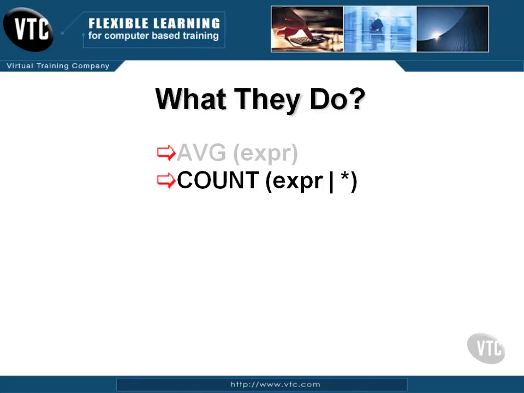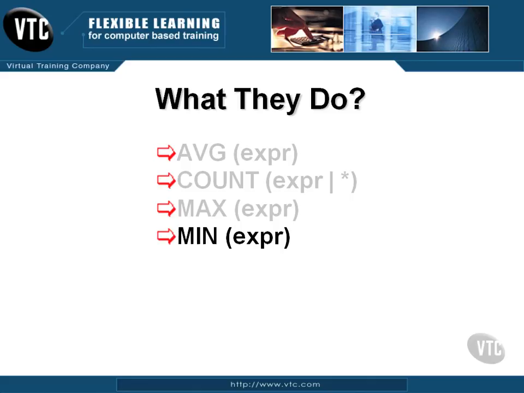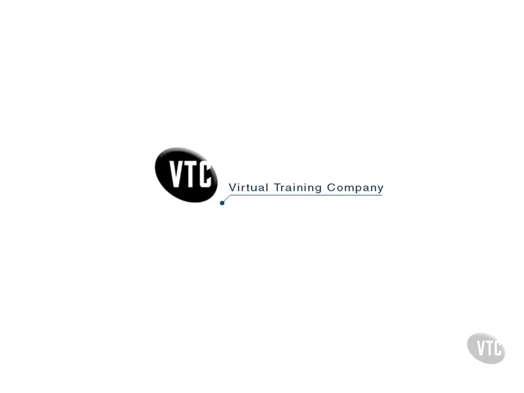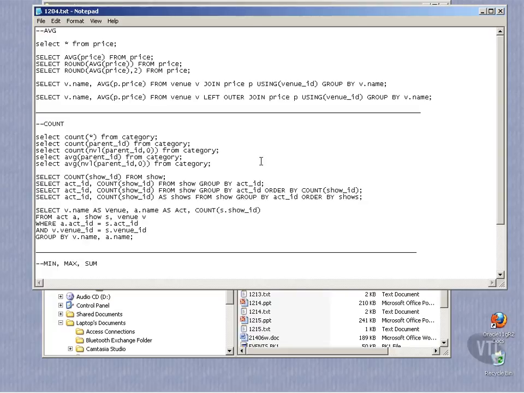Count can be an expression or everything, just to pull everything. It doesn't necessarily need a group by clause because it's counting rows. Again, max finds the highest value amongst a set of values. Min finds the lowest value. Sum finds the sum of all the values. So let's go and look at examples.